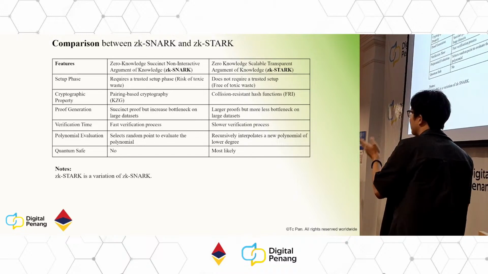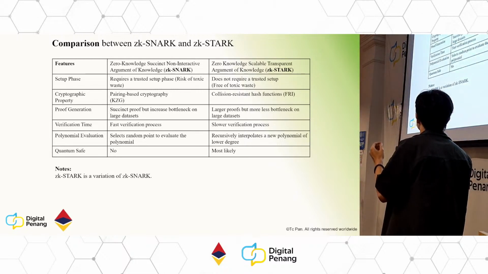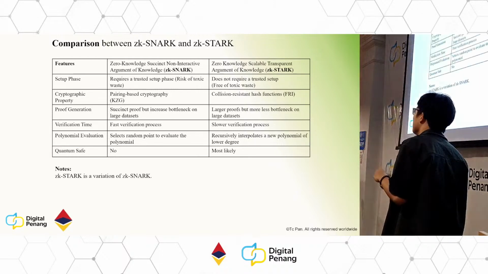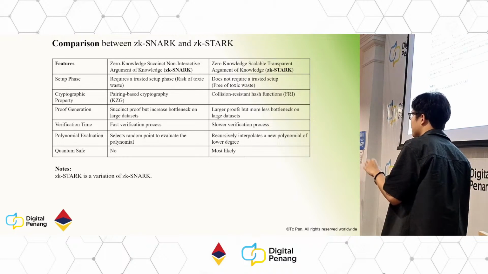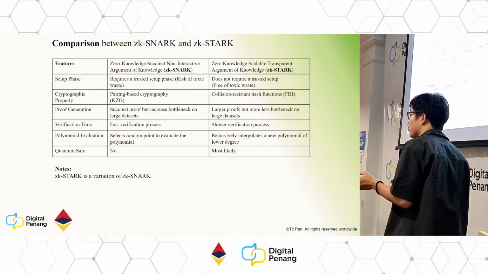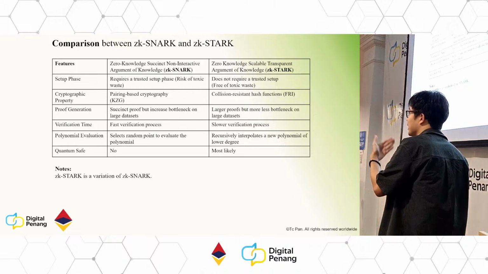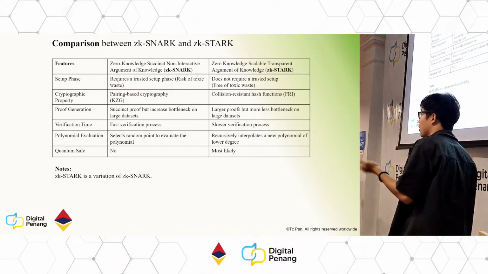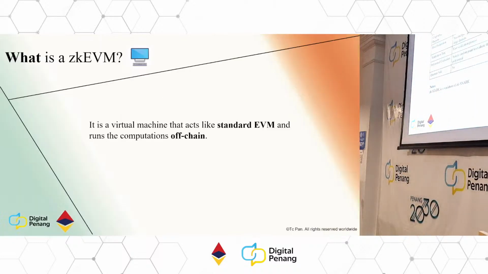One of the key highlights for GK-Snark and GK-Stack is that GK-Snark is not quantum safe because it's relying on elliptic curve-based cryptography. As we know in the world of cryptography, elliptic curve cryptography is not entirely quantum safe right now, meaning that probably in the future, 2 to 3 years, or after quantum computing is developed, it might affect the security of GK-Snark itself. And GK-Stack is most likely to be quantum safe, as it's not using pairing-based cryptography, it's using hashing. Okay, moving on to the next slide.